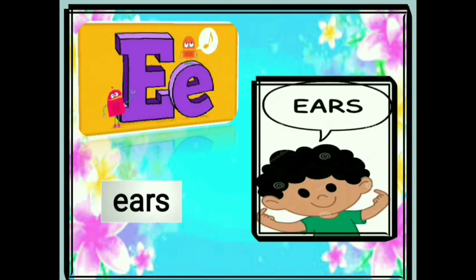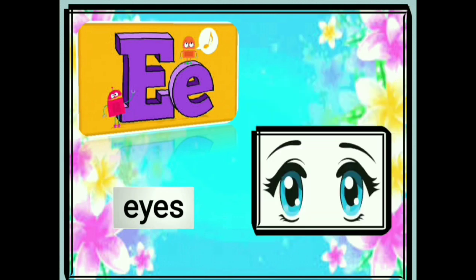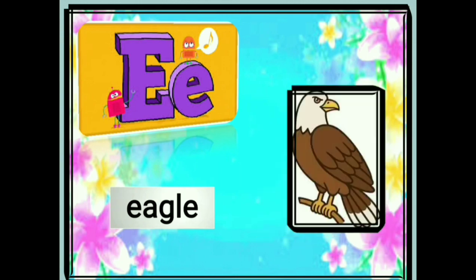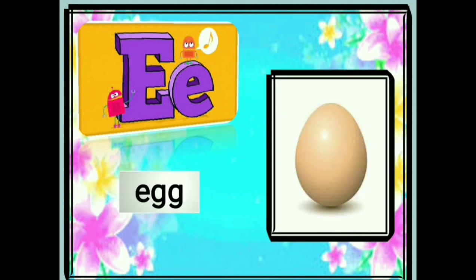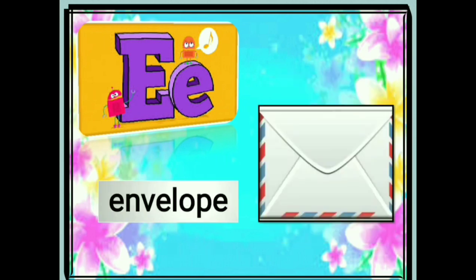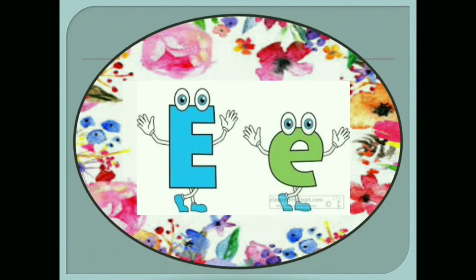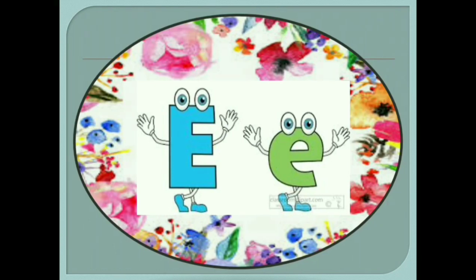E for ears, ears. E for eyes, eyes. E for eagle, eagle. E for elephant, elephant. E for egg, egg. E for envelope, envelope. I hope you have enjoyed learning letter E and its sounds with the picture.